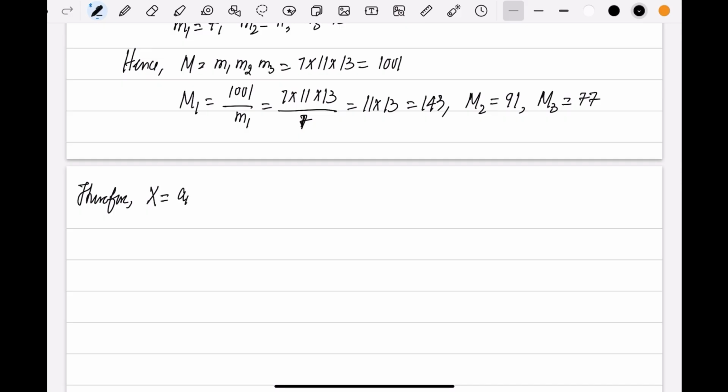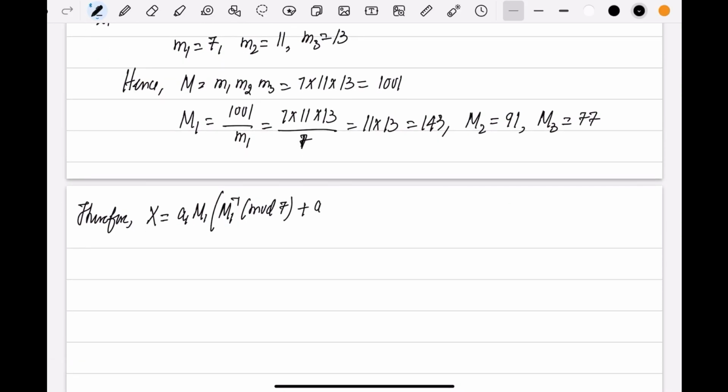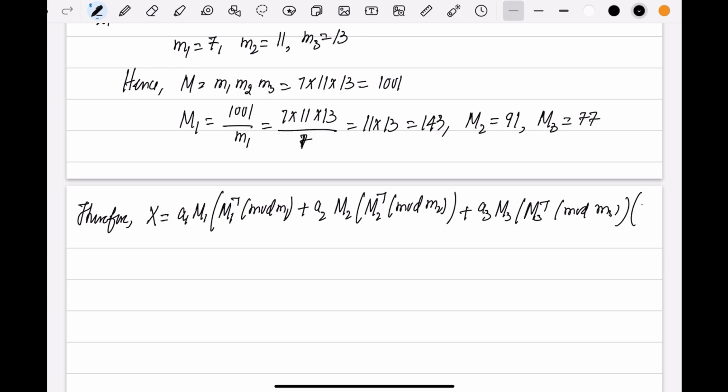Therefore the solution x is equal to a1 m1 into m1 inverse modulo small m1, that is modulo 7, then plus a2 m2 into m2 inverse modulo small m2, then plus a3 m3 into m3 inverse modulo small m3, and then the whole has to be computed modulo m. So now let's substitute the values.